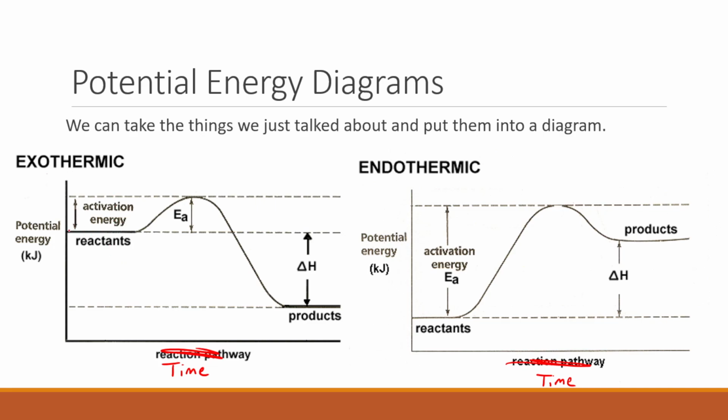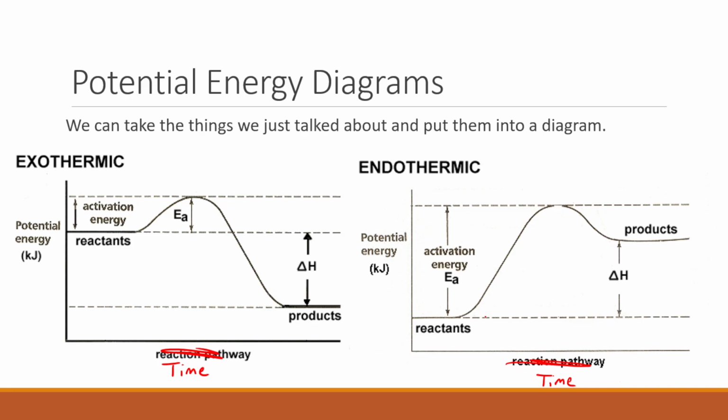We start here, on the left side, and these are the reactants. They have some amount of potential energy, right? Notice there's no numbers here. The reaction begins and then ends with the products, right? And the products, in this case, because it's exothermic, have less potential energy. We have released energy. All of the energy in the middle is gone. We have put it out into the environment.